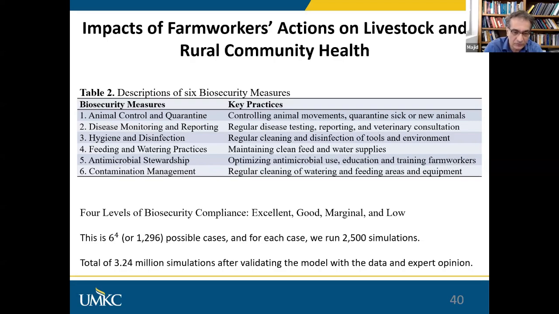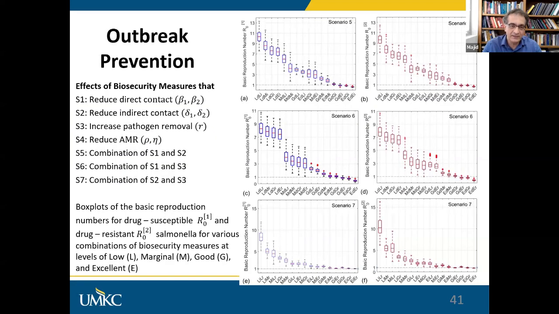Challenge here is that if we go with different scales of good, excellent, marginal, and low, then we're talking about 6 to the power 4 possible cases. That's 1,296 cases. And even if we run only 2,500 simulations for each case, we get to 3.24 million simulations for validating the model and understanding what will happen. So doing that, we studied different scenarios.